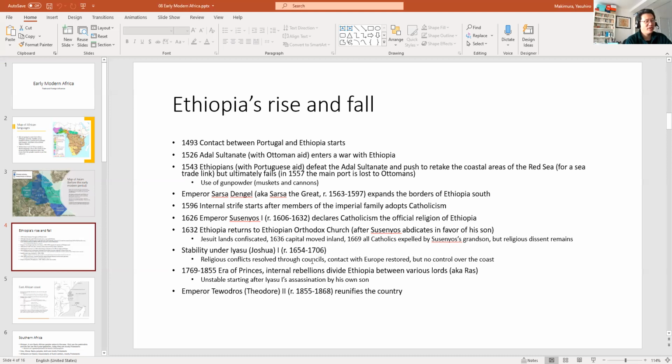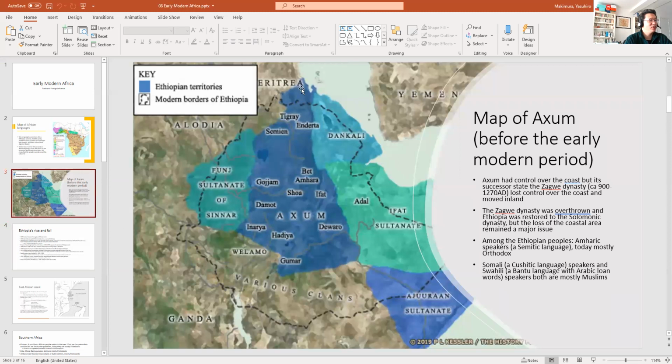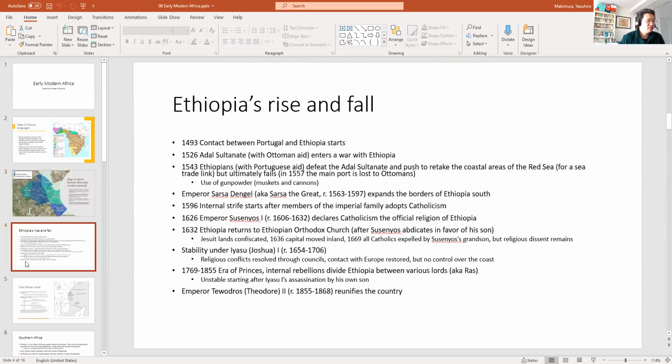Now, in this period where Ethiopia is cooperating with the Portuguese, you get Emperor Sarsa Dengel, who is able to expand the borders of Ethiopia. But instead of going north to get access to the sea, the Ethiopians actually push south. And eventually the Ethiopians will basically control the highlands over here. All right.